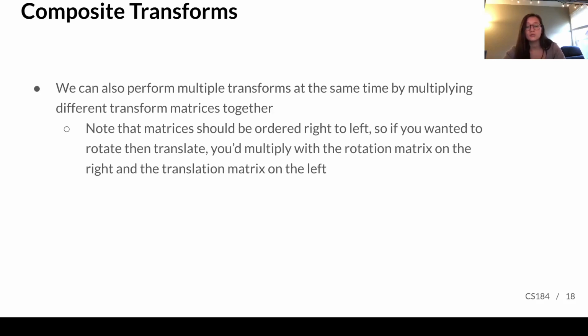And then you can multiply these together in any way you want. So you could multiply all the matrices together before multiplying your coordinate by any of these matrices. Just make sure that they're in the right order. Okay, so now we're just going to move on to the questions on the worksheet.